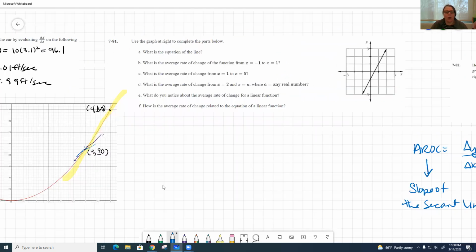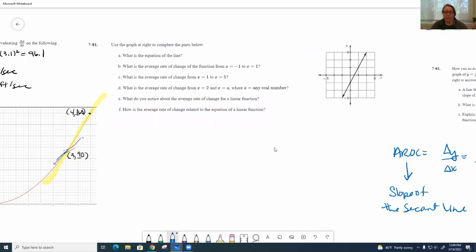All right, so now 81, we're looking at this line, and first it says, what is the equation for the line? So lines are y equals mx plus b. Now, because I have a graph, I could just pick a couple of points. The scale is 1. I could say I'm going up 2, I'm going over 1. So my slope is 2. My y-intercept is here at -1. So there's my equation. And then it says, what is the average rate of change? And it gives you some different intervals.